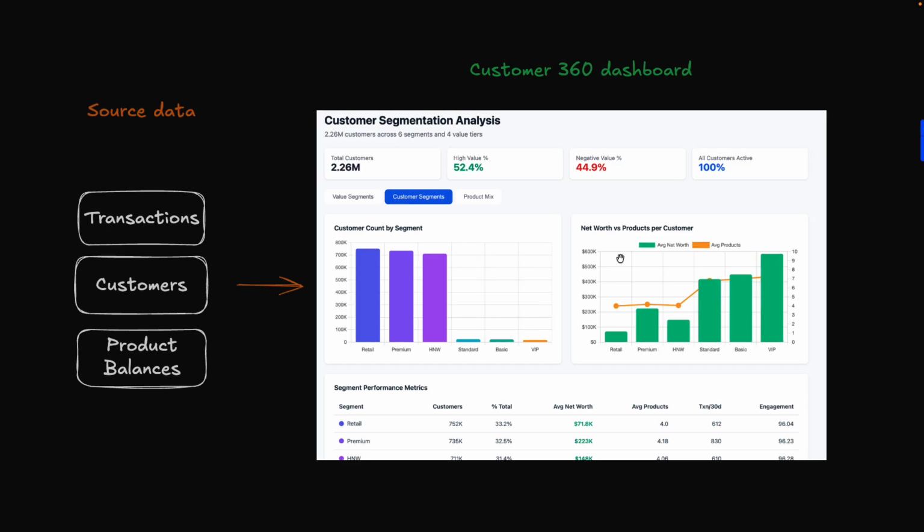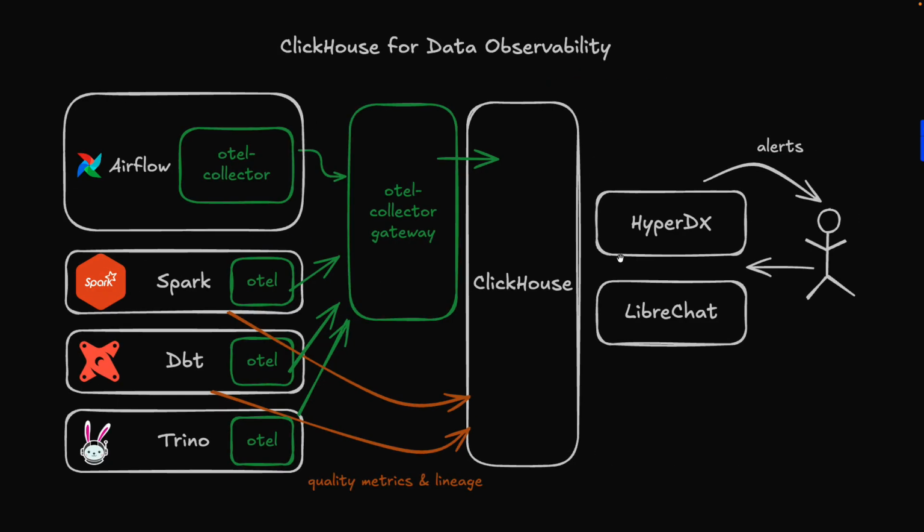So how do we collect the signals? We capture Airflow, Spark, dbt, and Trino telemetry using OpenTelemetry. And we use the Great Expectations framework to run the quality checks and report it back to ClickHouse. These signals flow in real time to ClickHouse, and we use HyperDX, which is a purpose-built front end for exploring and visualizing observability data.